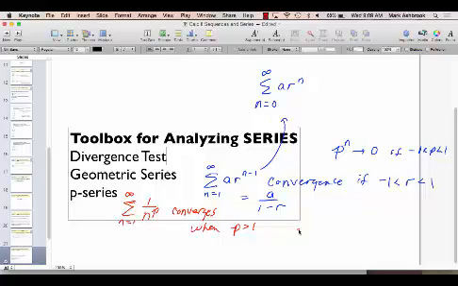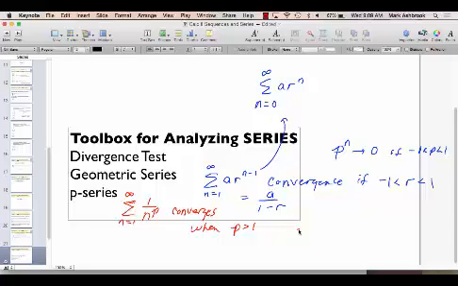Does the harmonic sequence 1 over n approach 0? Does the harmonic series converge? No, it does not. We showed that the sum just keeps increasing. But if you have 1 over n to any power greater than 1, like 1.01 or 1.00001, that will converge. As long as that P is greater than 1, you get a convergent series.